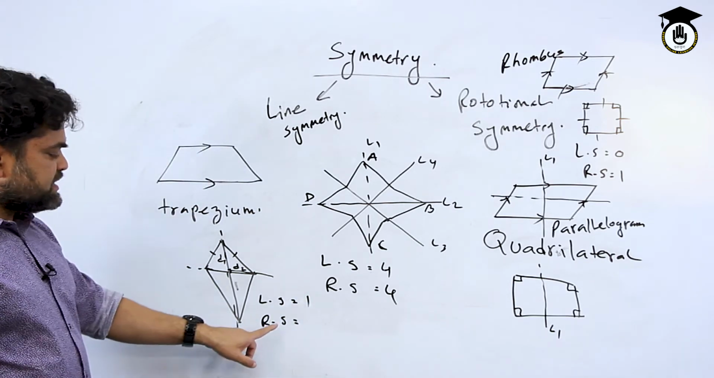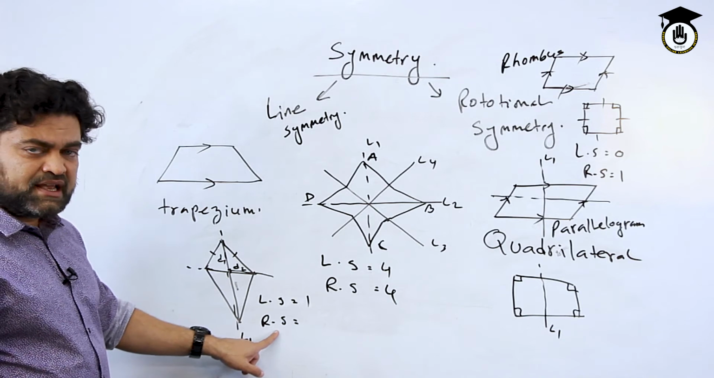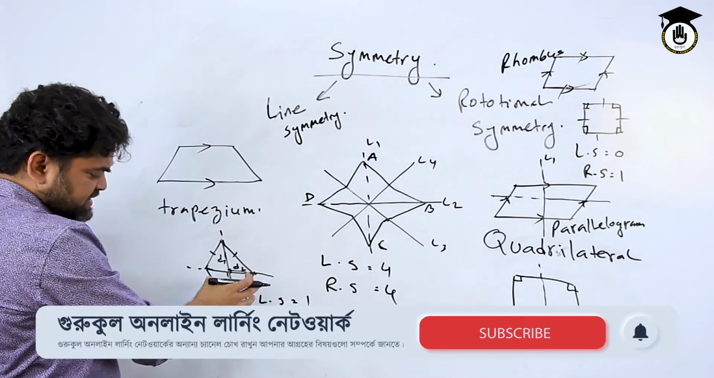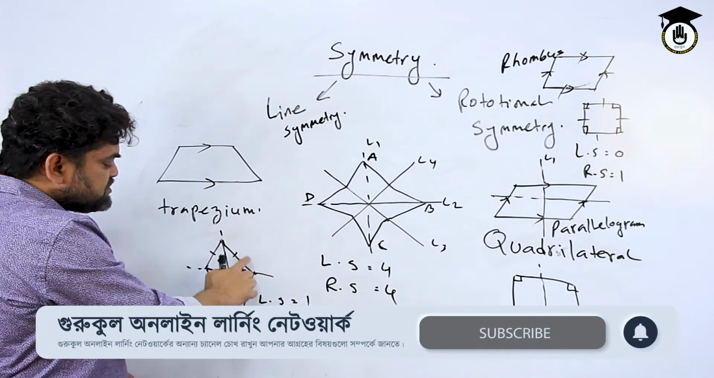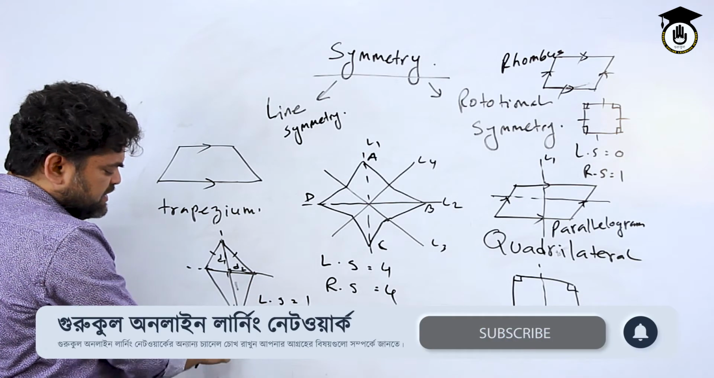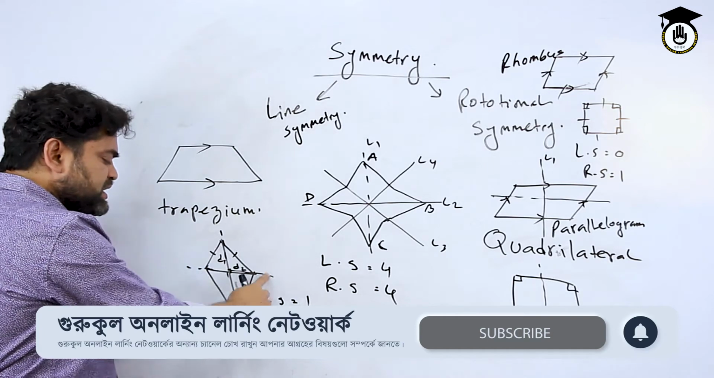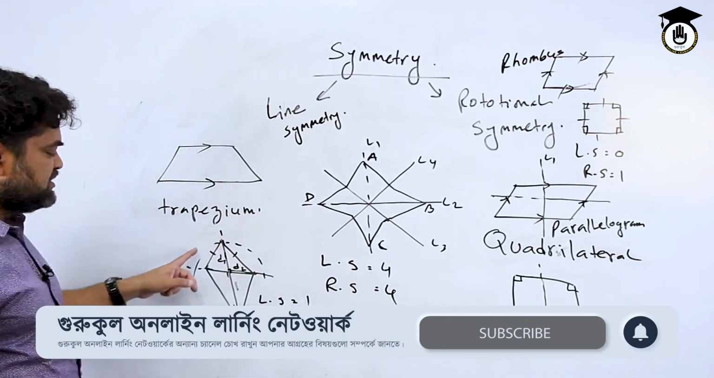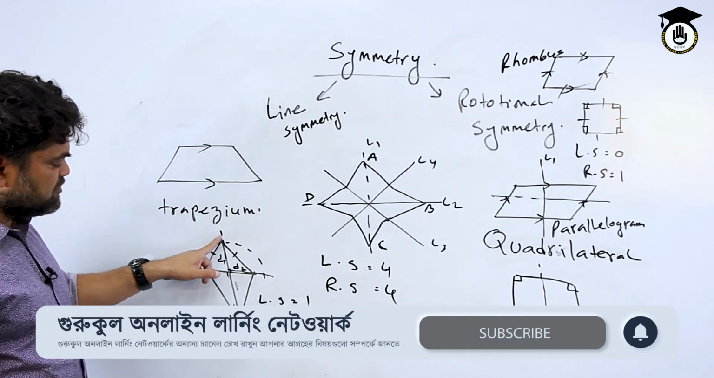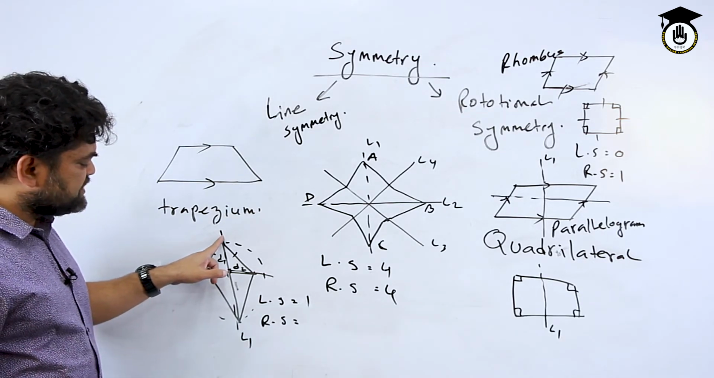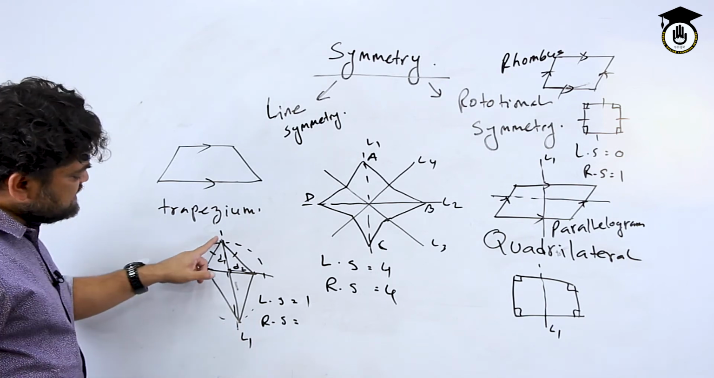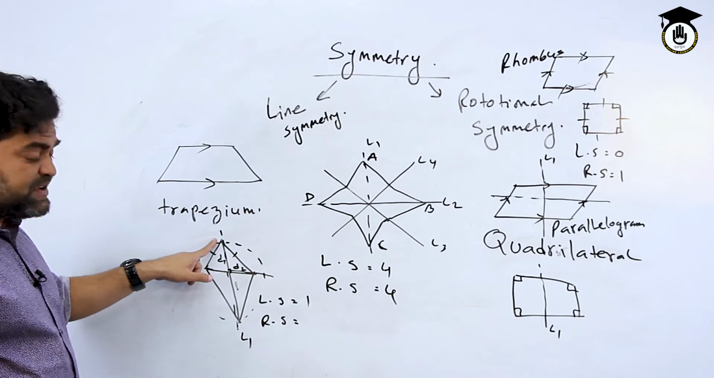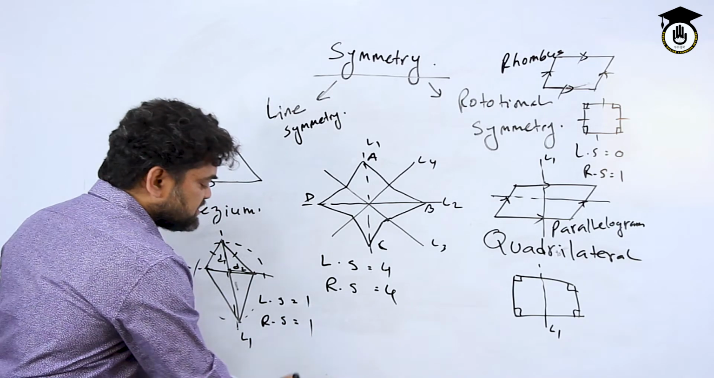In cases of rotational symmetry, if I rotate this, it will not fit properly here, here or here. It will only fit if I rotate it 360 degrees. Only one. It means that if I start rotating from this side, it will be placed again here when it comes back. So with a 360 degree rotation, you can fit it properly. So rotational symmetry also will be 1.